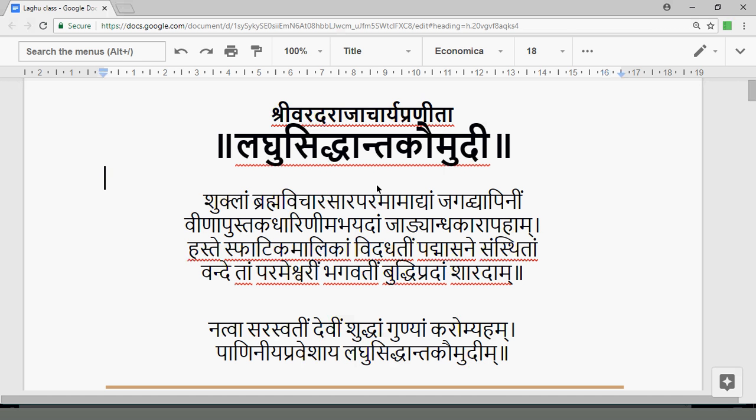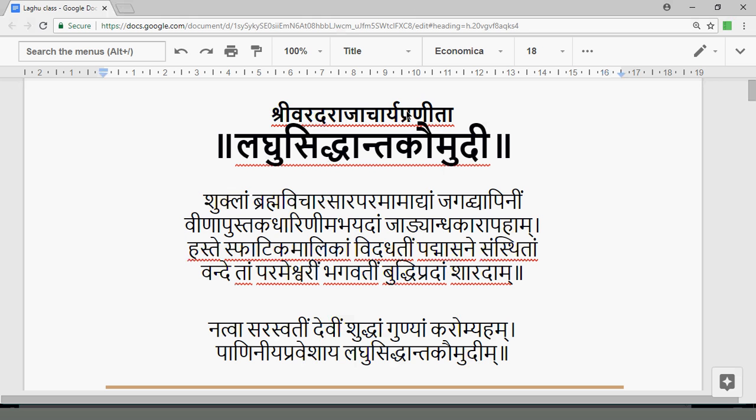And Siddhanta Kaumudi is the Chandrika, Prakashika, that which lights up the Siddhanta, which shows the established end of the sutra. And Laghu means shorter. In Strilinga it becomes Laghvi. So Laghvi cha asau Siddhanta Kaumudi cha, Laghu Siddhanta Kaumudi. So this Siddhanta Kaumudi, which is shorter, is Laghu Siddhanta Kaumudi. That is the meaning of Laghu Siddhanta Kaumudi.